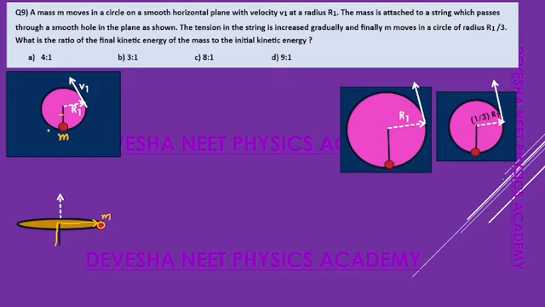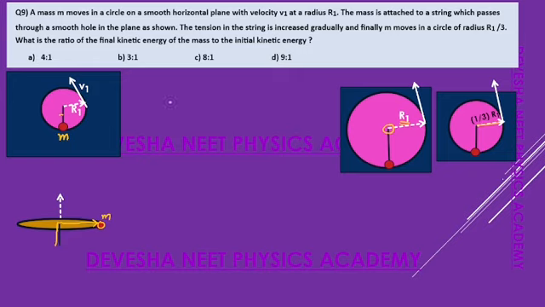The string is attached here and passes through the smooth hole, and it comes on top of the plane. The tension is increased in the string, and finally m is moving in a smaller radius, which is 1 by 3. If initially the radius is r1, now the radius is 1 by 3 r1. So what is the ratio of the final kinetic energy of the mass to the initial kinetic energy?